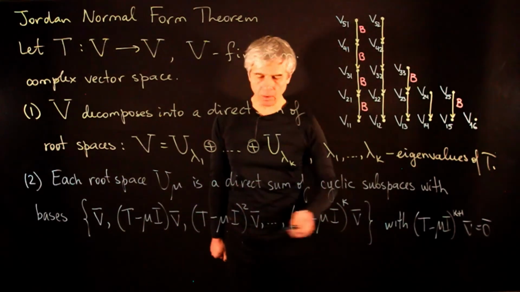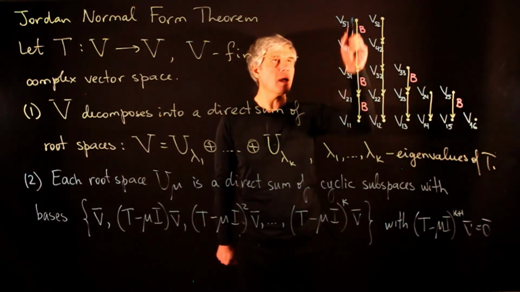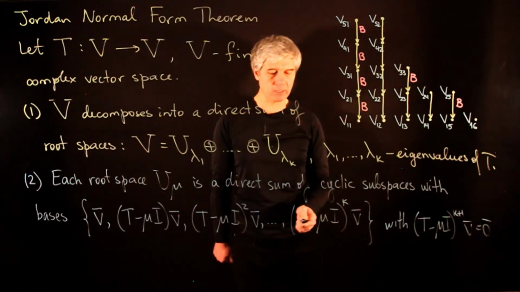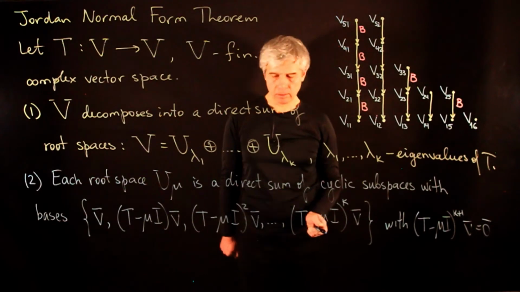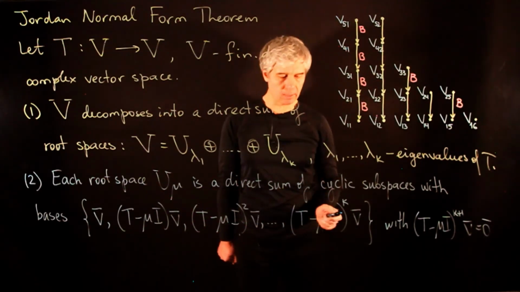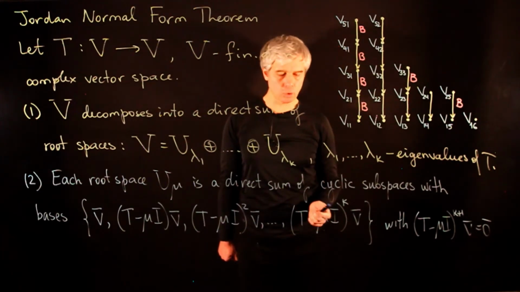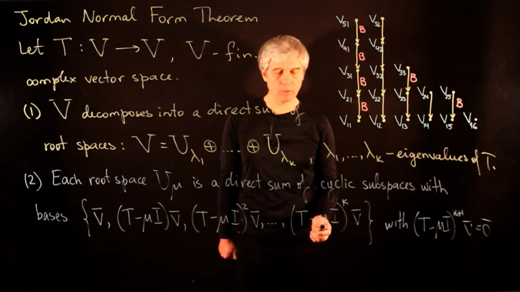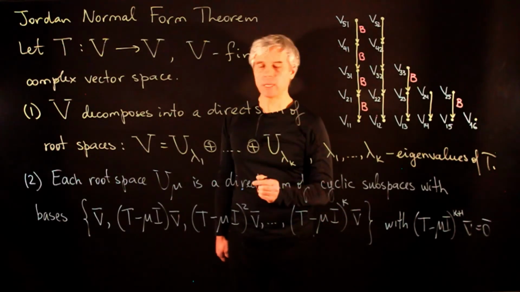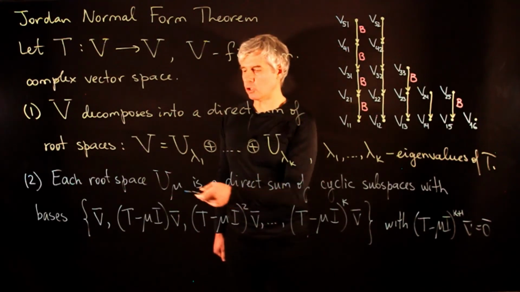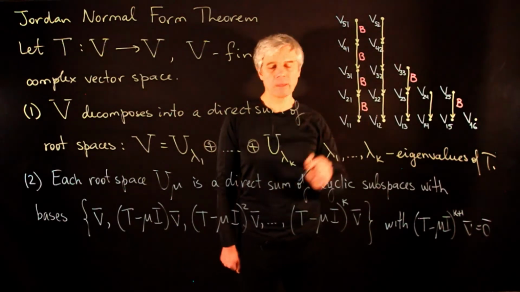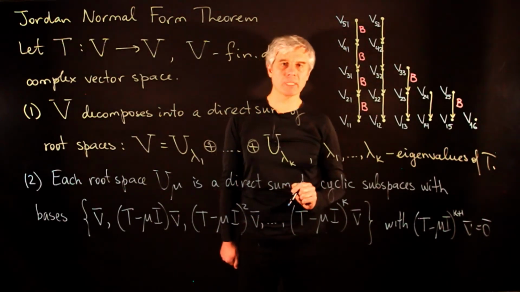This basis of a cyclic subspace is our strand, where the last vector is the bottom vector, which is the eigenvector for T with eigenvalue mu. The space spanned by these vectors is T-invariant, and the matrix of T in this basis is a single Jordan block with eigenvalue mu along the diagonal. Since we already proved the first half of this theorem, it is sufficient to show that each root space has a basis which is a union of these strands that correspond to cyclic subspaces.